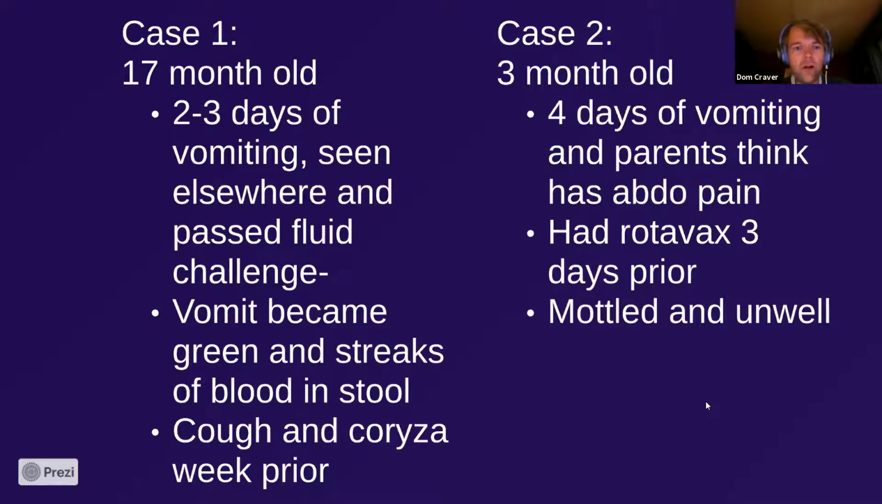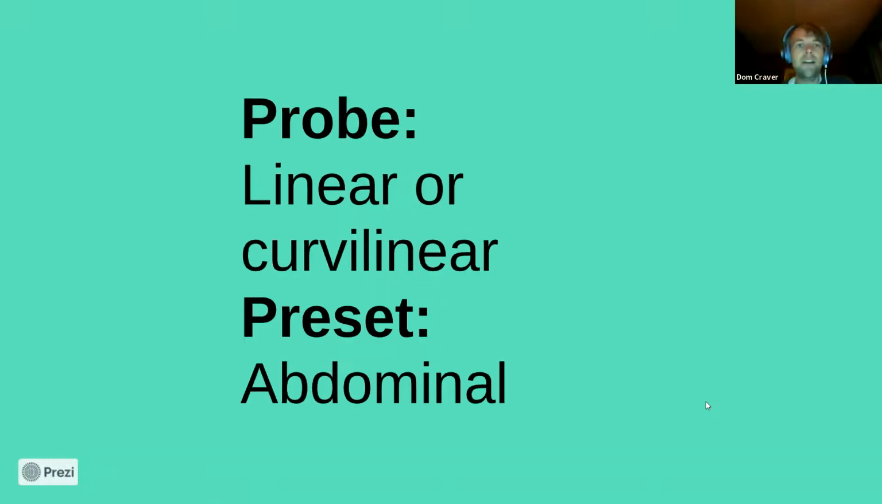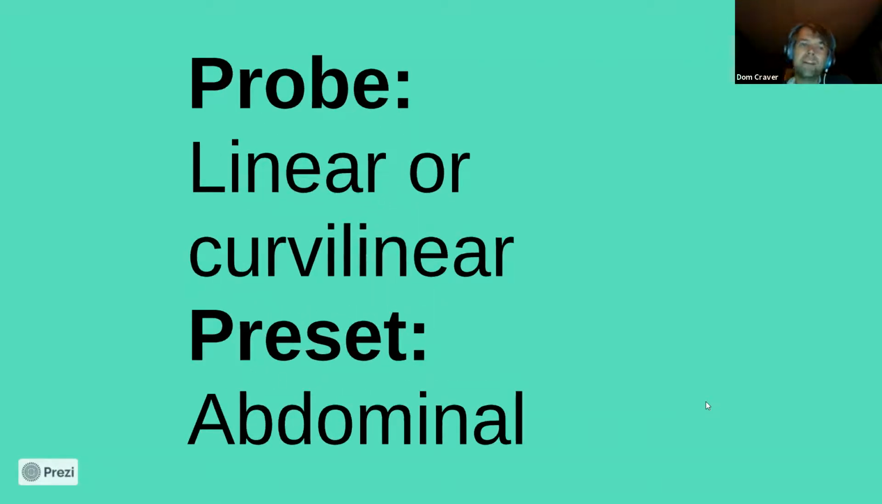So why cough and coryza is pertinent, why the rotavirus is pertinent, is we know that it can be a post-inflammatory thing, so you'll get your Peyer's patches that inflame up, which is a lead point for intussusception to happen. And there's some case reports that rotavirus can slightly increase your risk of intussusception as well. So linear probe is generally fine because they're small children. So your abdominal preset and just have a good search around.